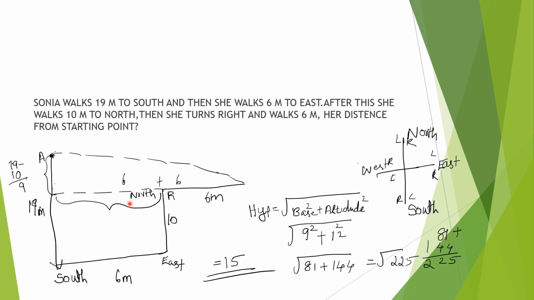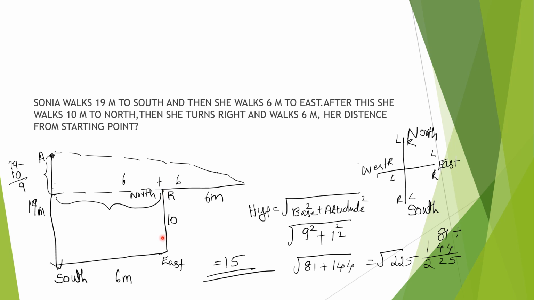square. Okay. So which is the base? This is the base, okay? The base square plus altitude square. So here, if you want to get this one, what can we do? This is the base, this is the altitude, and this is the hypotenuse. So for this base, how much is the distance?